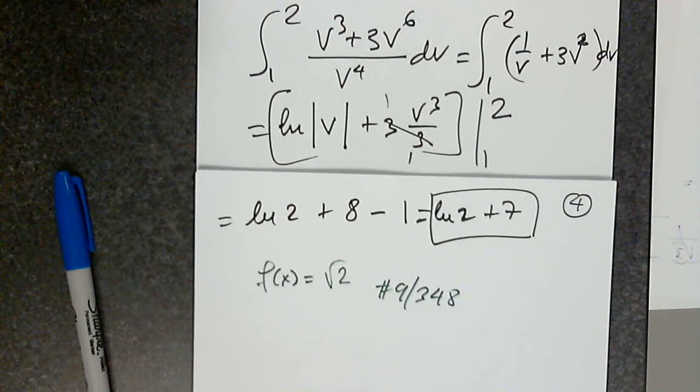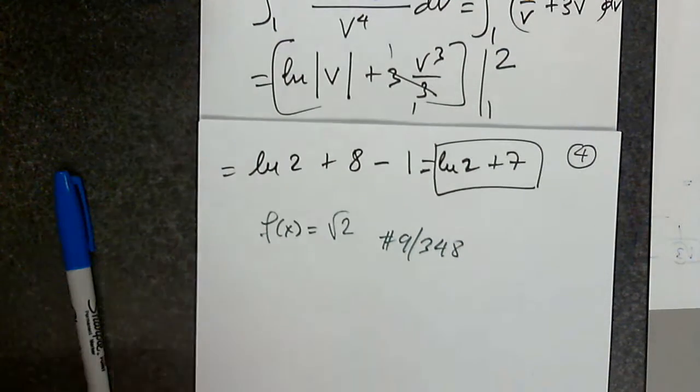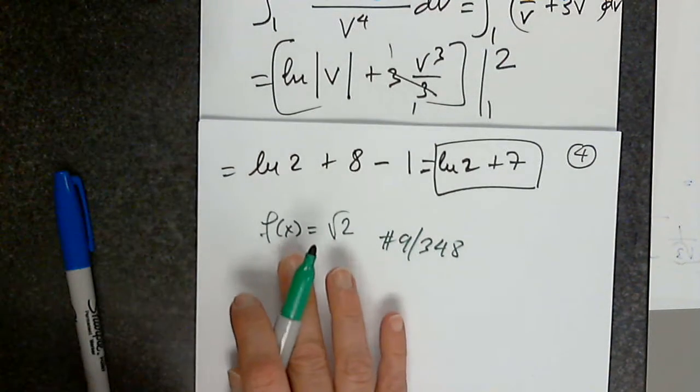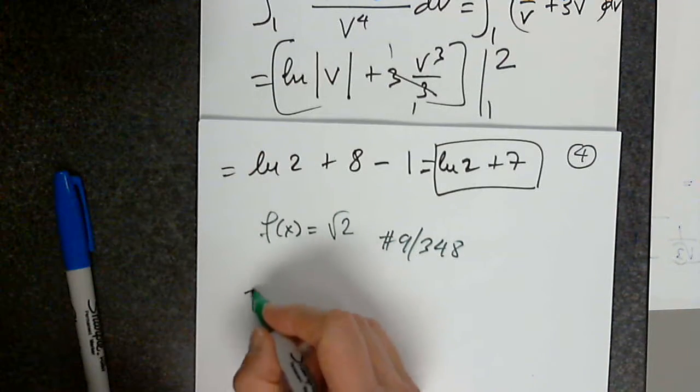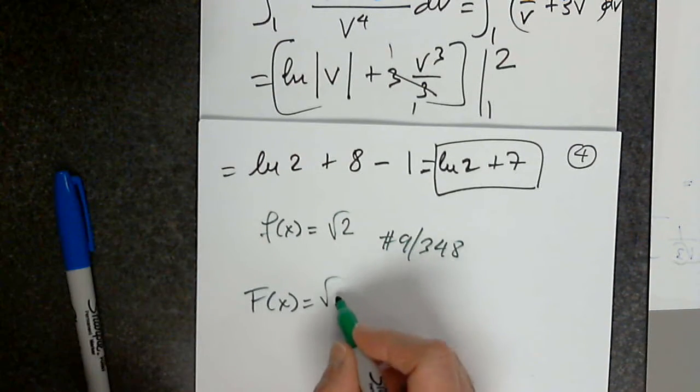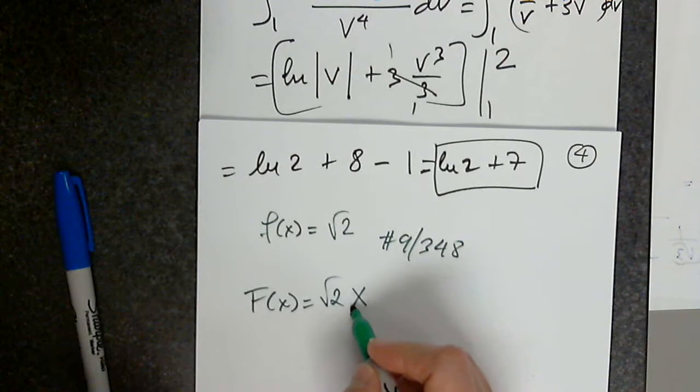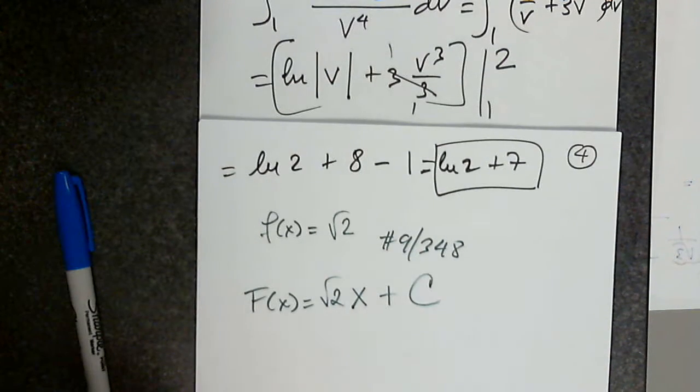Yes, you're right. Number 9 is indeed f of x equals the square root of 2. Find the most general antiderivative of the function. Very good. Since I'm given f of x, what is the notation that I have to use? Capital F of x. Thank you. Equals the square root of 2 times x plus the constant c.